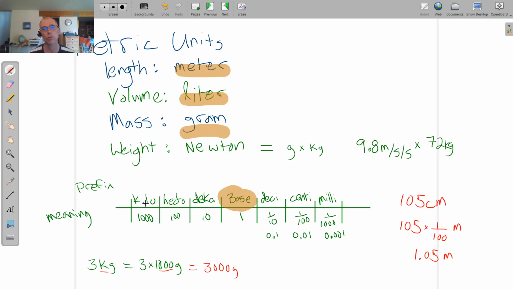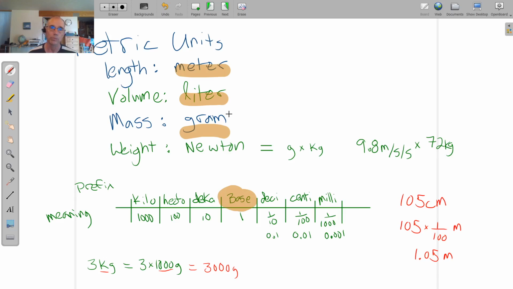I would like you, to the best of your ability, to commit to memory that kilo is 1,000, hecto is 100, deca is 10. Then there's the base unit, which is either meter, liter, or gram. And then we have deci is a tenth, centi means 100th, and milli means 1,000th. There are other ones like with computers. We talk about megabytes and gigabytes and terabytes. I'm not going to get into those here. I just want to stick with the basic ones for now that are our usual physical reality, aside from computers.